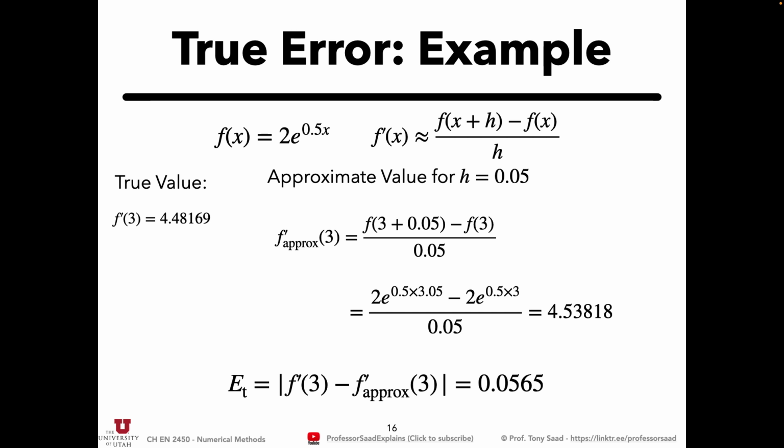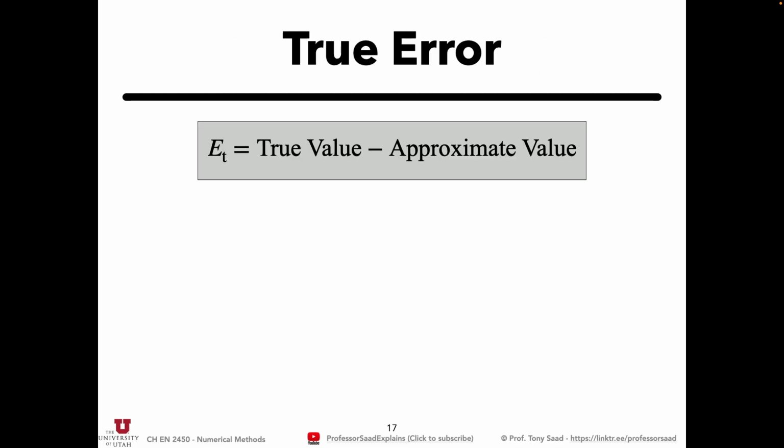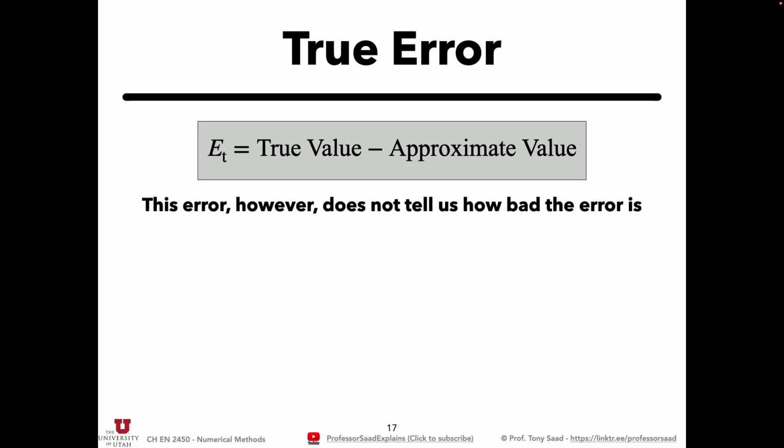So the number might be wrong. You might have made a typo in the number, but at least you are consistent in that your error did shrink, and that should give you confidence that what you're doing makes sense. Okay, so that's true error. Put absolute values or not, doesn't matter.